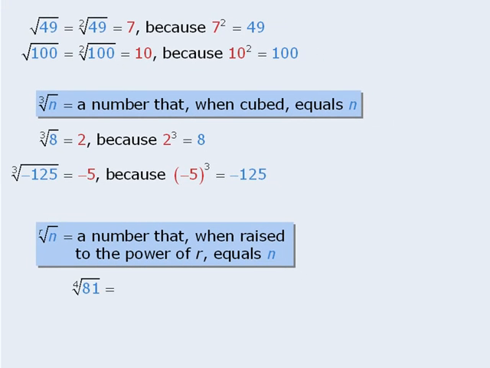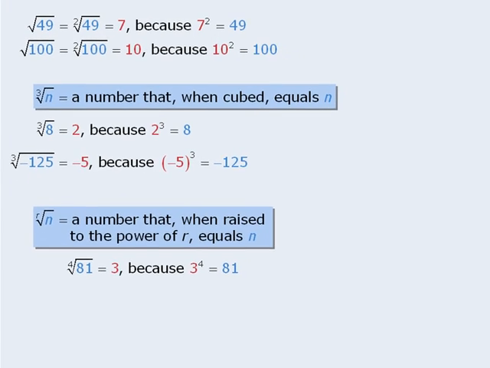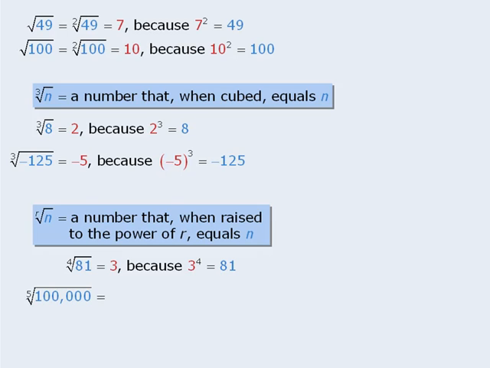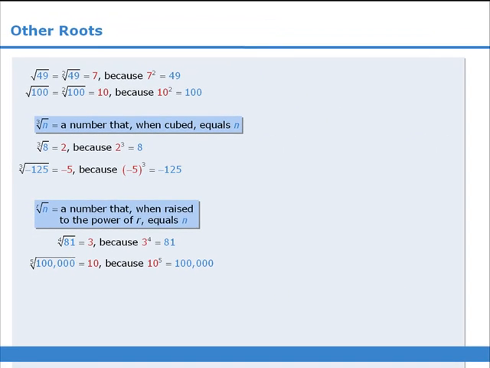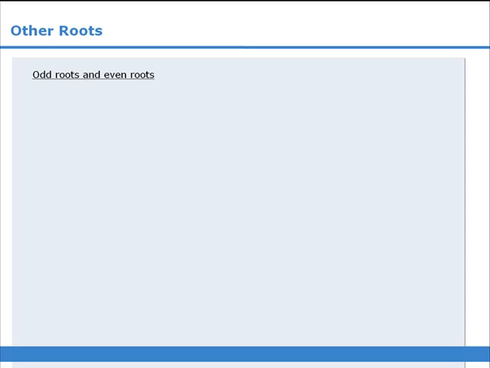So, for example, the fourth root of 81 is equal to 3, since 3 to the power of 4 equals 81. Similarly, the fifth root of 100,000 is equal to 10, since 10 to the power of 5 is equal to 100,000. Okay, now let's take a closer look at certain types of roots.